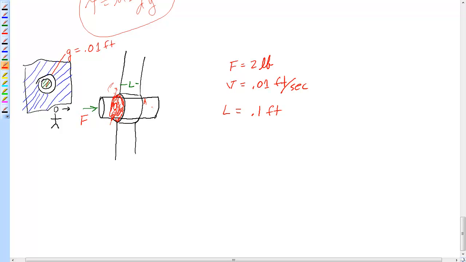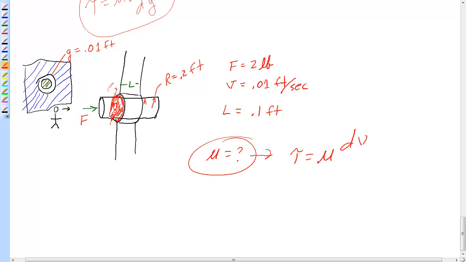We need to know the radius of this internal bolt, so to speak. So the radius we'll say is 0.1 feet as well. We already have 0.1, so let's make it 0.2. And the question is, what's the viscosity? Well, the first thing is you should take a look at this. Second thing is to address this.